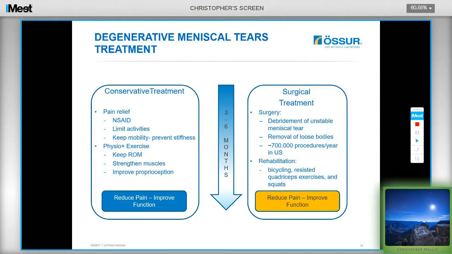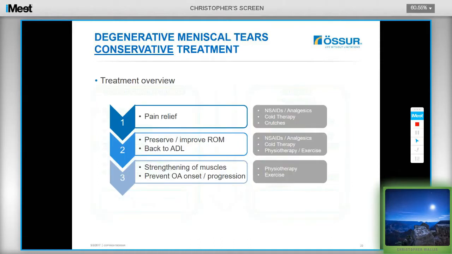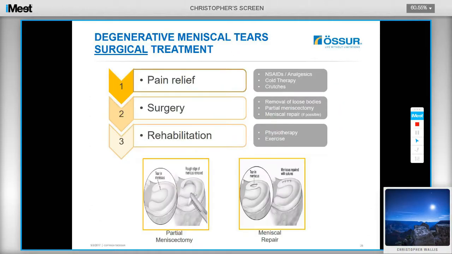Degenerative meniscal tears can be treated both conservatively or surgically. From a conservative treatment perspective, some of the key goals in the rehabilitation will be getting pain under control, preserving and improving range of motion if there's been any loss there, and allowing the patients to get back to full activities of daily living. They will want to be involved in a strengthening program, and they will also want to prevent the onset of OA or the progression of OA if there is already associated arthritic change.